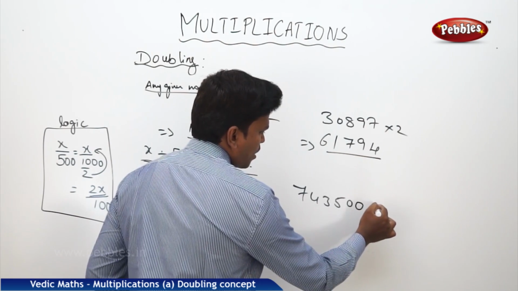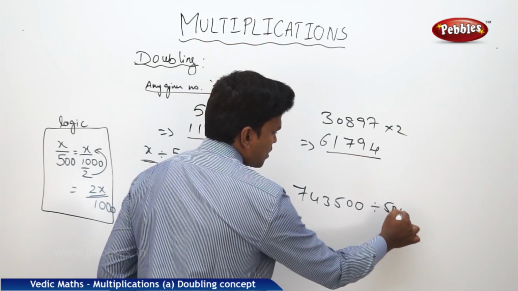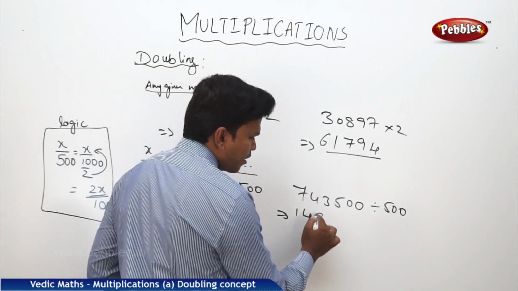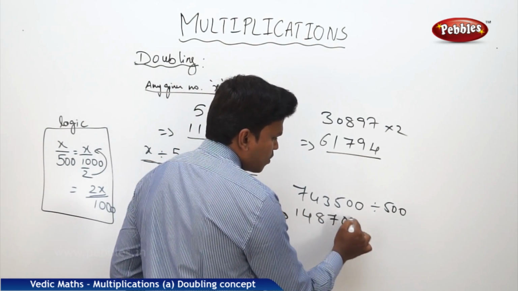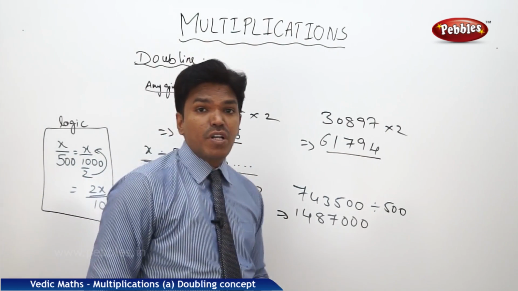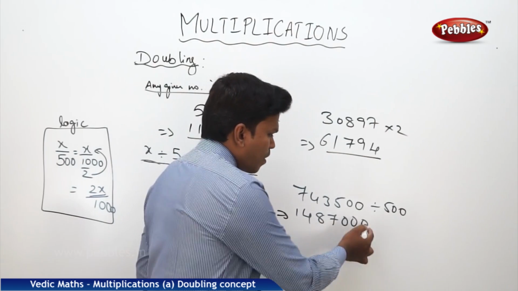743,500 division by 500. Let us see. First double the number. 14 but 14, 8 but 8 only, 6 but 7, 0, 0, 0. Now put a decimal point after 3 digits from right. 1, 2, 3.